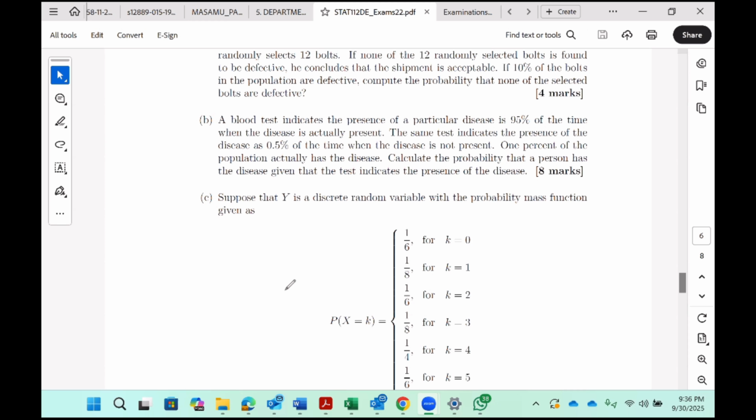I will advise that you draw your tree diagram as we always start like this. Yes, 1% of the population have the disease. So this is the percentage with the disease, and not the disease. So this will be what?